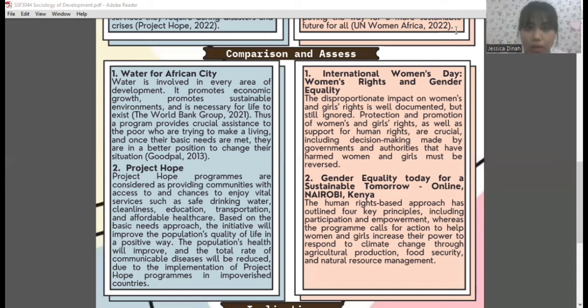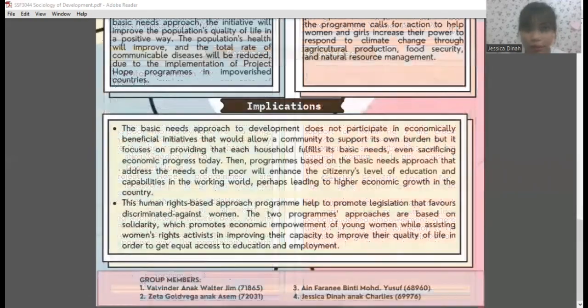Secondly, Gender Equality Today for a Sustainable Tomorrow, online, Nairobi, Kenya. The human rights-based approach has outlined four key principles, including participation and empowerment, whereas the program calls for action to help women and girls increase their power to respond to climate change through agriculture, production, food security, and natural resource management. Lastly, for the implications, this human rights-based approach program helped to promote legislation that protects women who are discriminated against.